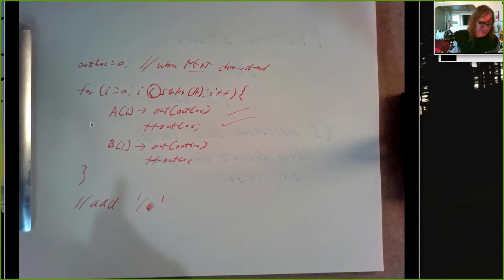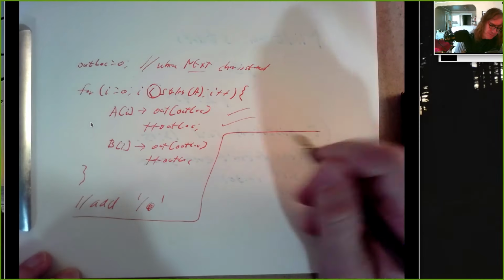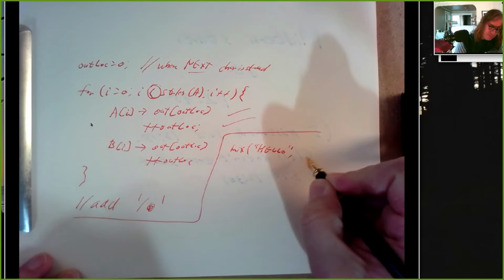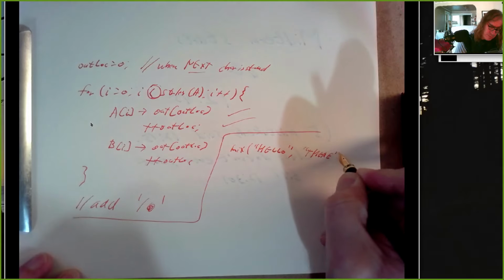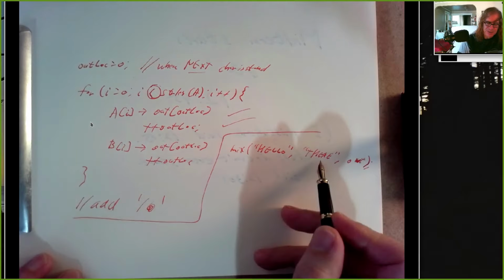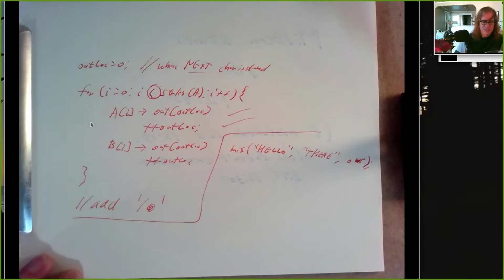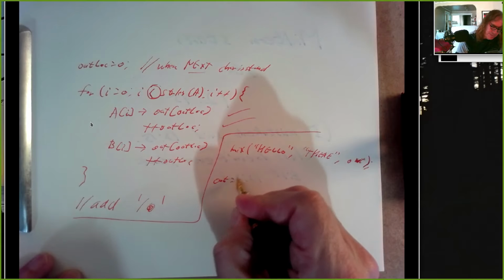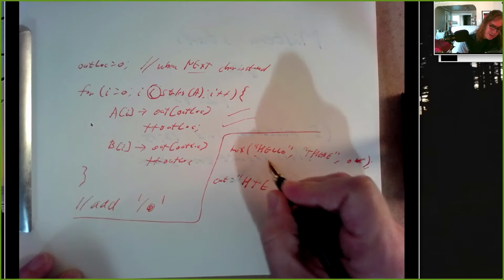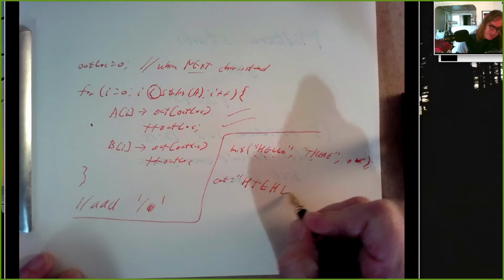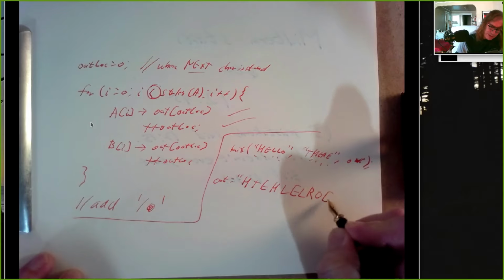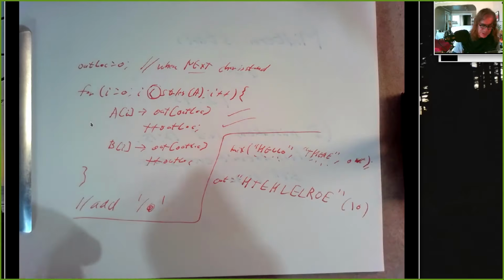So just to play out an example. Say I call my mix function, my first string is hello, my second string is there. My third argument is just an output array. Here's what out's going to look like. It's going to be H followed by T, followed by E, followed by H, followed by L, E, L, R, O, E. And of course a null terminator on the end.